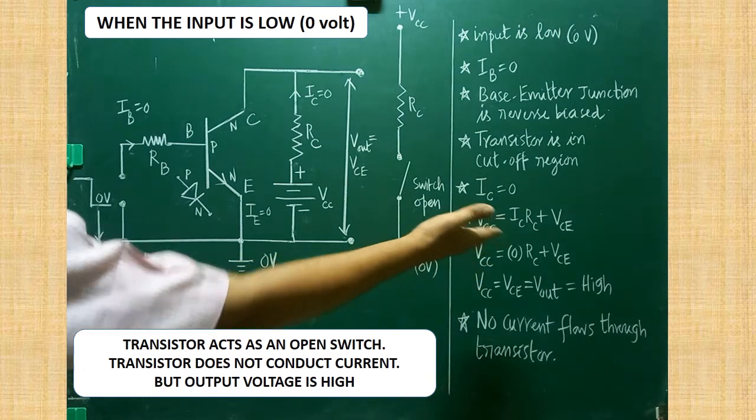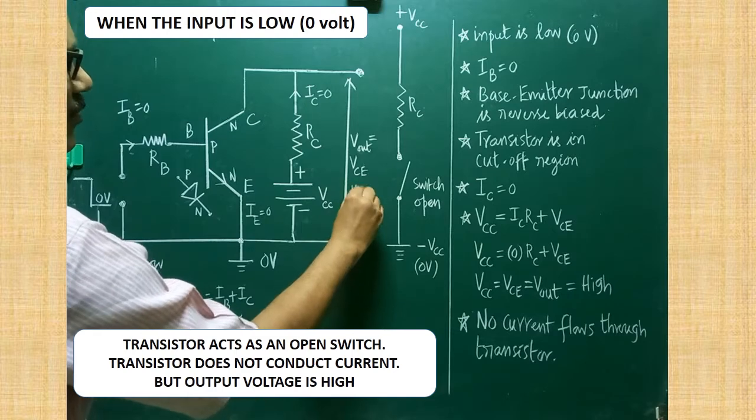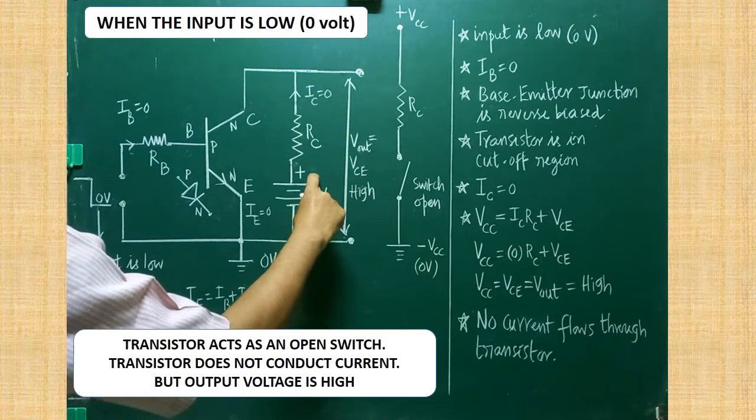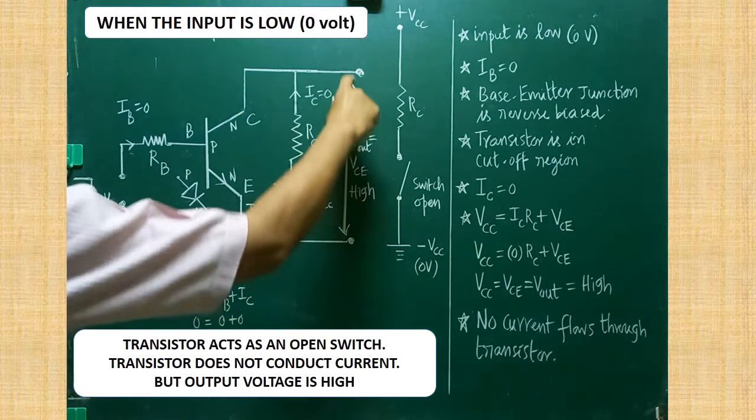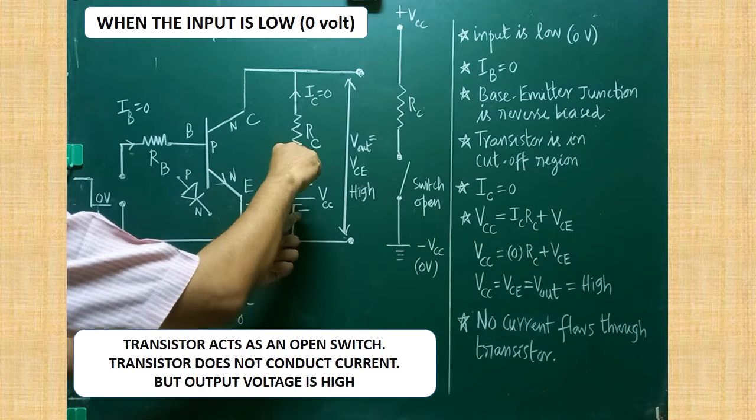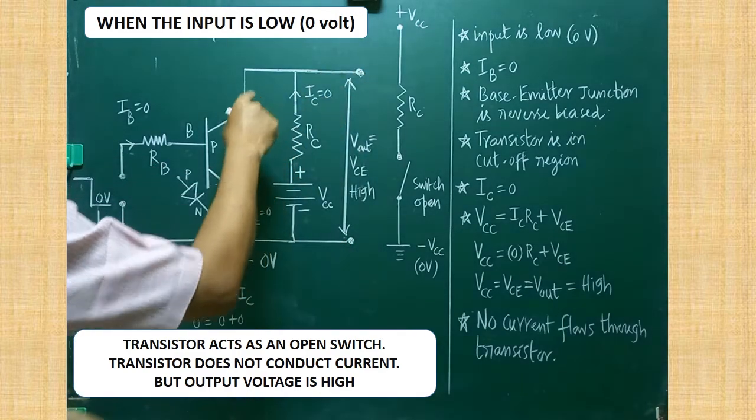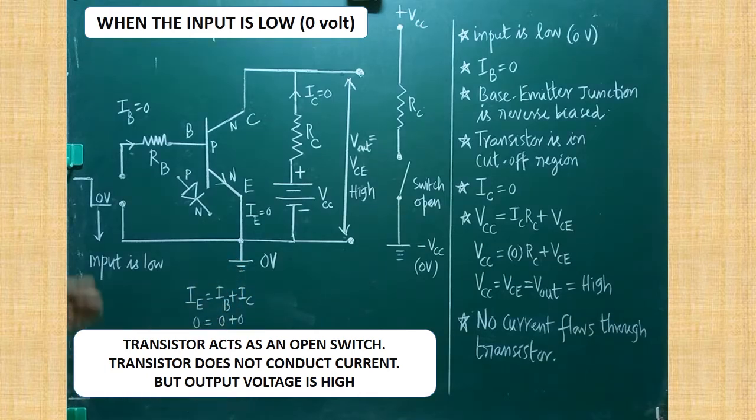So you will get high output. Across these two, the output will be high. The same VCC voltage will appear across these two terminals. But current is not flowing. The voltage of the power supply will appear here as output, but no current flows through this. So it shows that the transistor is in the off state. The transistor is not conducting, so it is said to be in the off state. Understood?